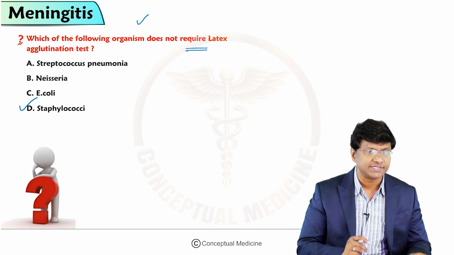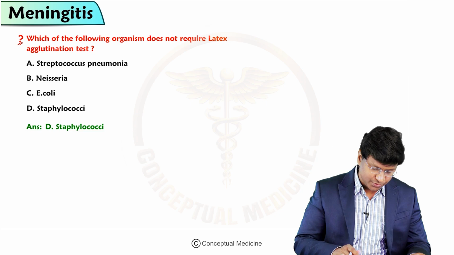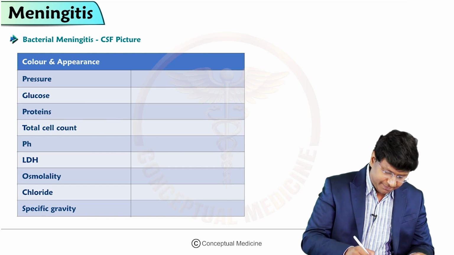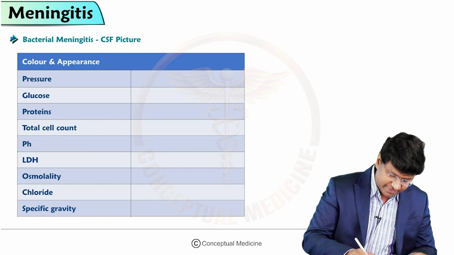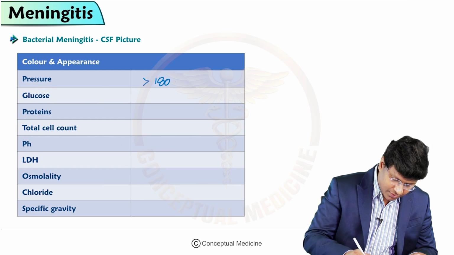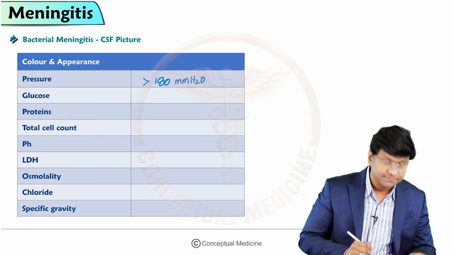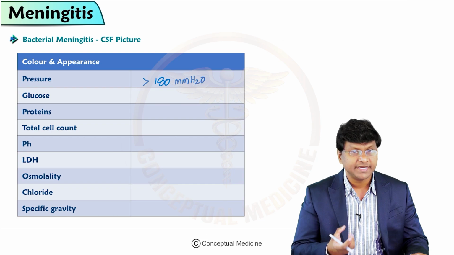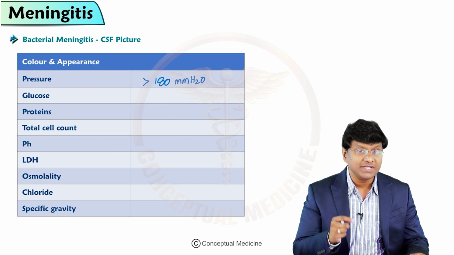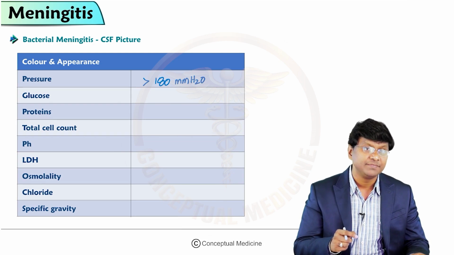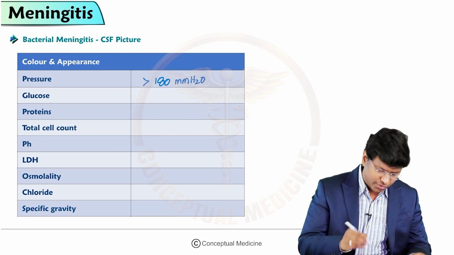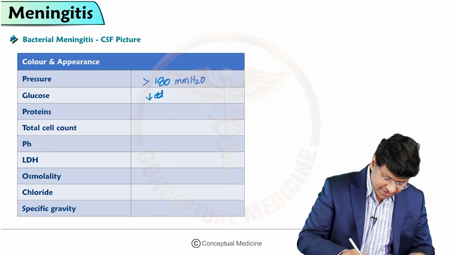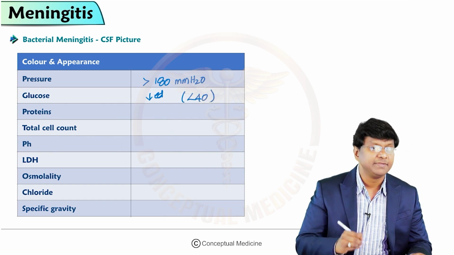What is latex agglutination test? I will discuss. But before that, let me discuss the CSF picture in bacterial meningitis. The pressure in the CSF will be increased, more than 180 millimeters of water. And what about the glucose? The glucose will be utilized, so basically the glucose is reduced, that means less than 40 milligrams per deciliter.